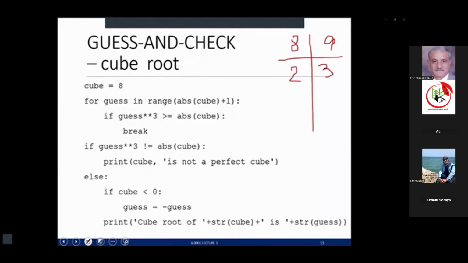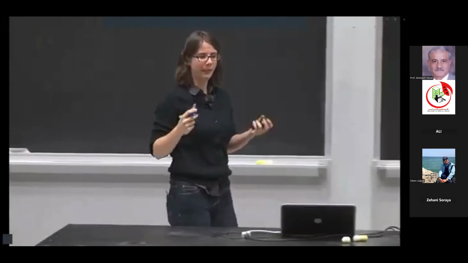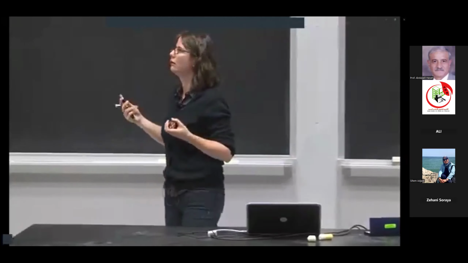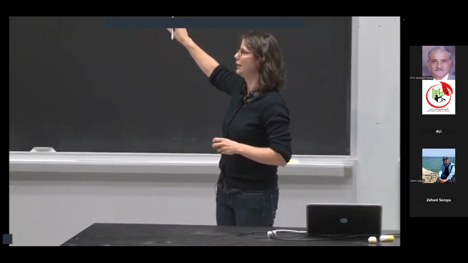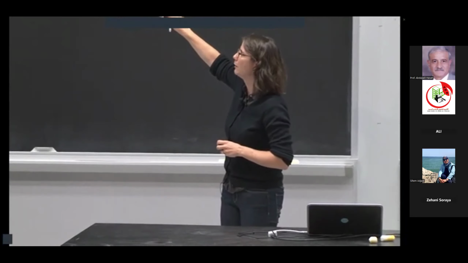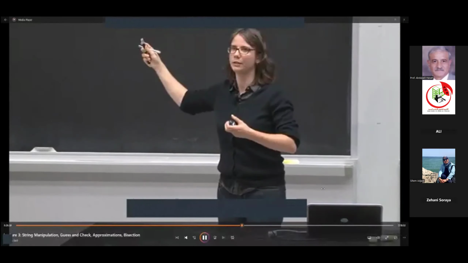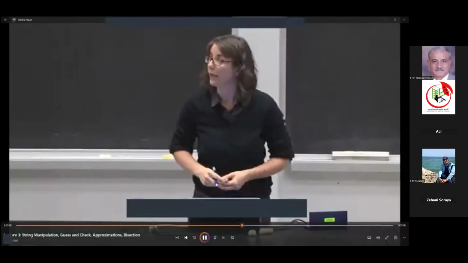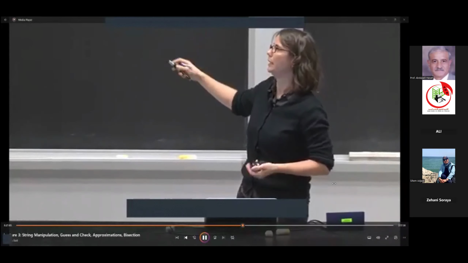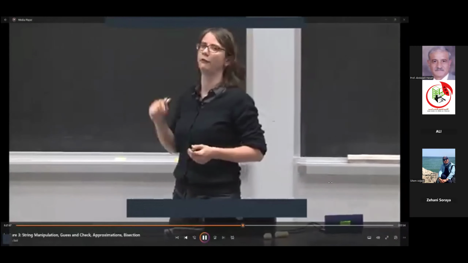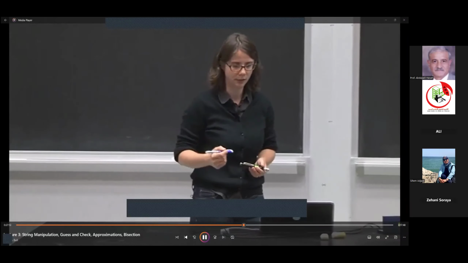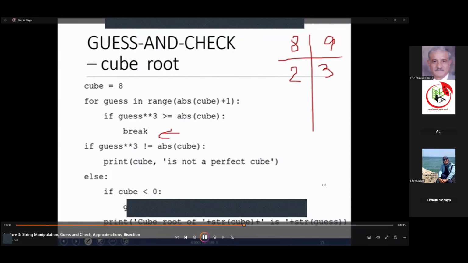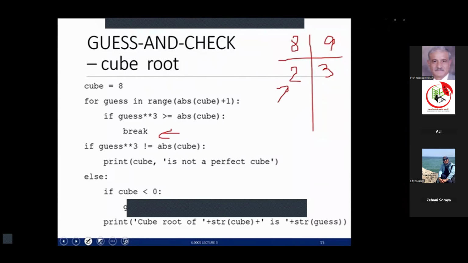So this code tells us that once we've picked a number that's beyond the reasonable number for the cube root of our cube, then we should stop. Because again, it doesn't make sense to keep searching. Because if 3 to the power of 3 is already greater than 9, 4 to the power of 3 is also going to be greater than 9, and so on. Okay? So once we break here, we either have guess being 2 or guess being 3, depending on what cube we're trying to find.